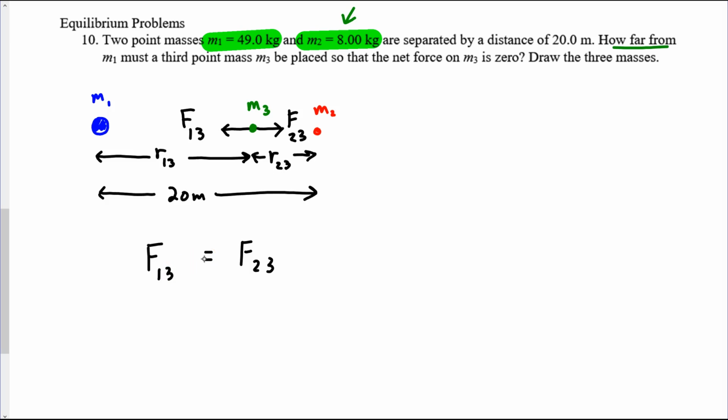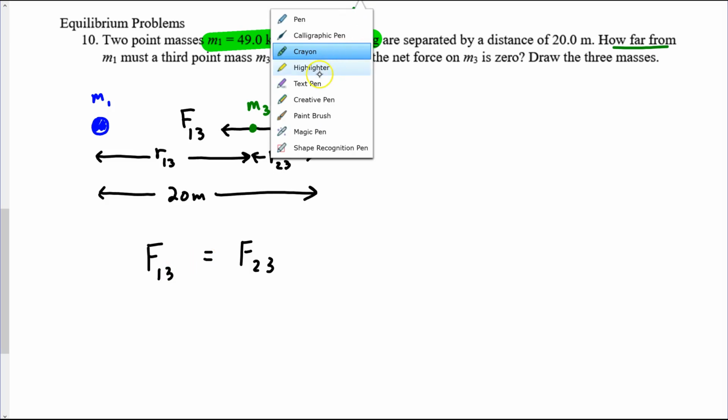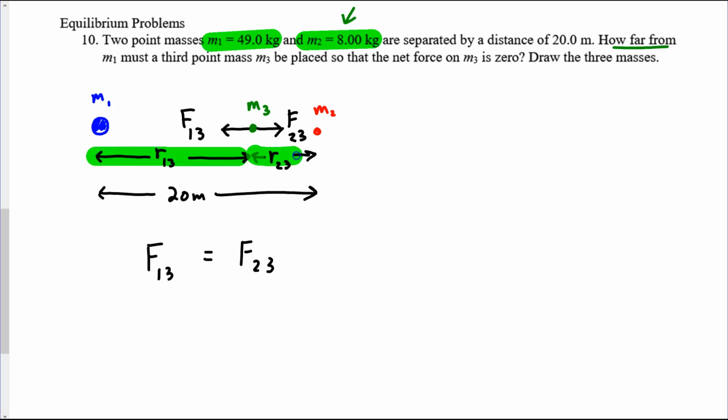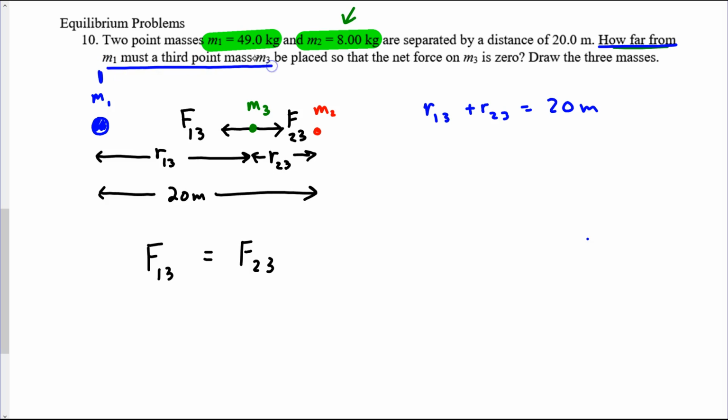So we know this. What else do we know? If we look at our distances, R13 plus R23 equals the total. Let's write that down: R13 plus R23 equals 20 meters. And we're looking for how far from m1 is m3 placed? In other words, we're looking for this distance, the distance m3 should be placed from mass 1. So R13 is our unknown. Leave that up.